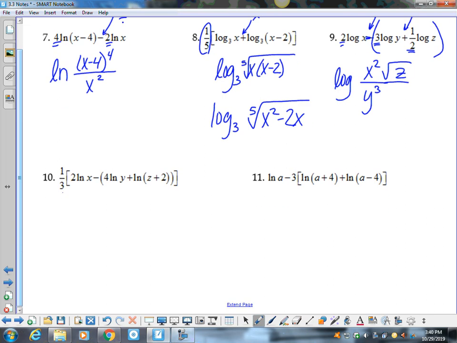Number 10, I'm going to cube root the whole thing. That's a power, that's a power. This is multiplication, and this is division. So ln of x squared over y to the fourth times z plus 2, all cube rooted.